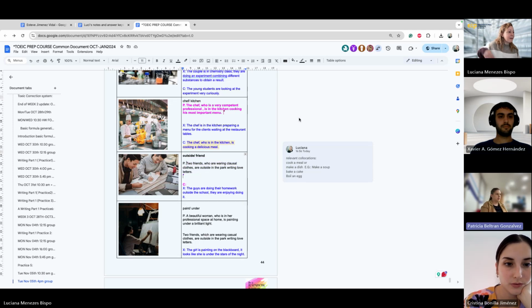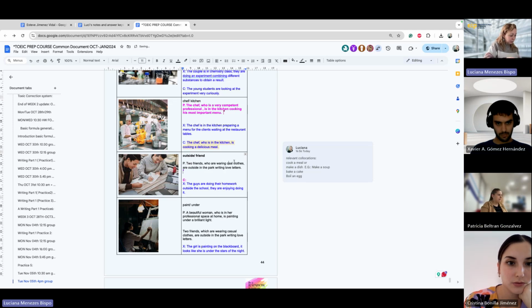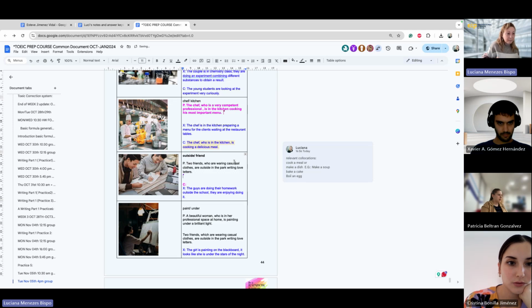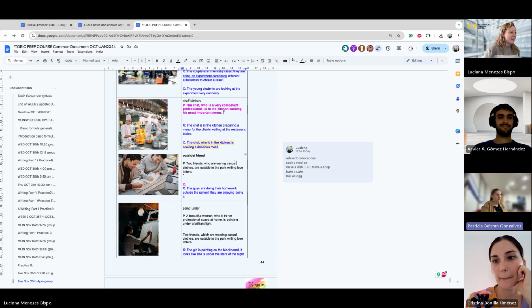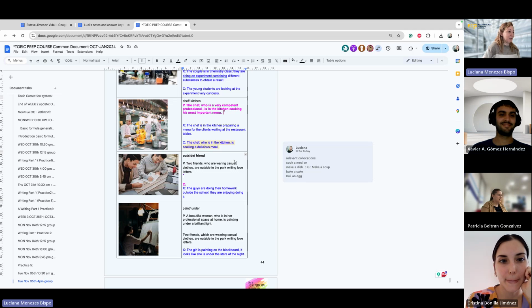Now that's it. Two friends who are wearing casual, correctly wearing. Okay, this was mistyping. Casual clothes are outside in the park. Two friends who are wearing casual clothes are outside in the park writing love letters. Okay. Is it love letter or loving? Love letters. Love, okay.